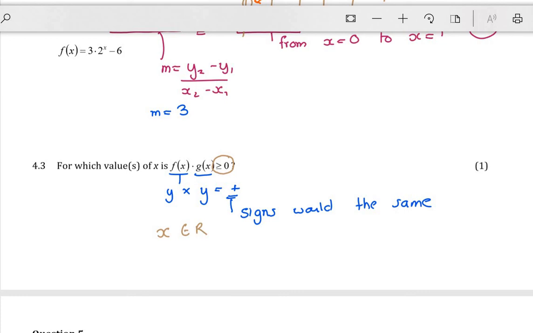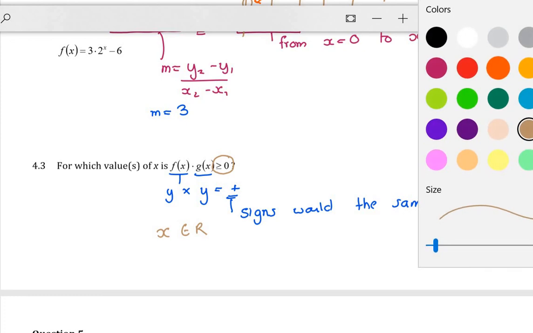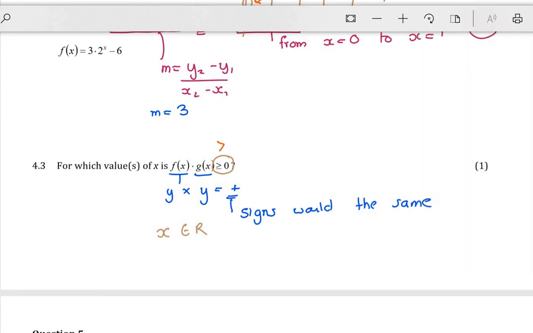If it was a little bit sneakier, and it had said when is it greater than and not equal to 0, then the answer would be x can be anything, except you would have to exclude when x is 1, because at 1 both the y values are 0. Now, it didn't say that in this case, and so I don't have to exclude anything, and my answer is x is an element of reals. Okay, question 4 done.